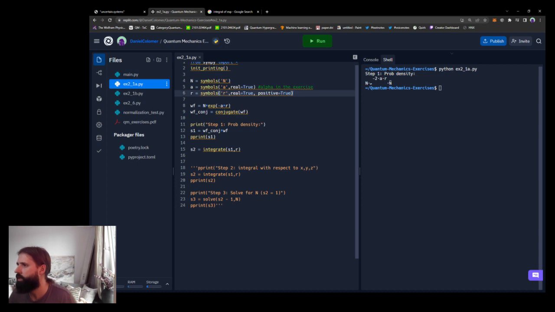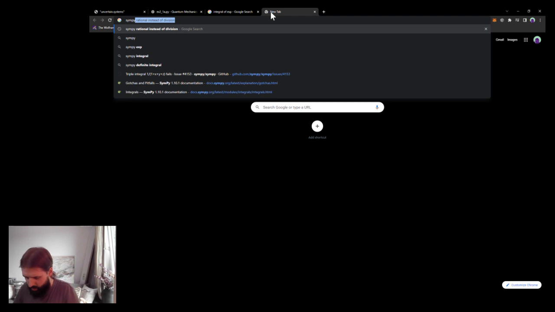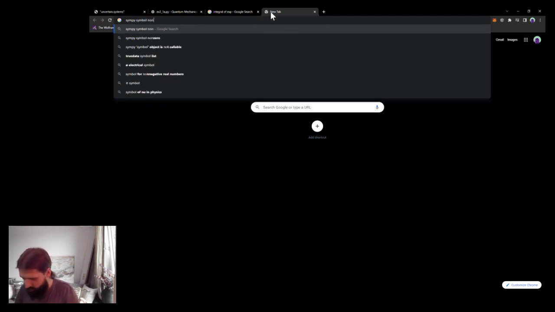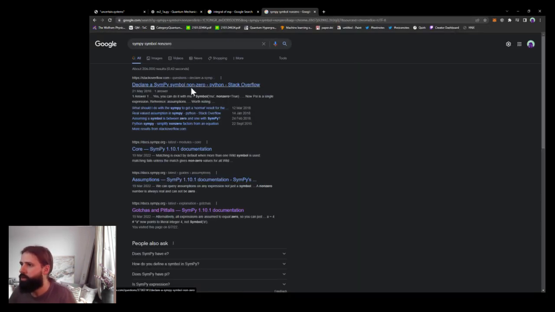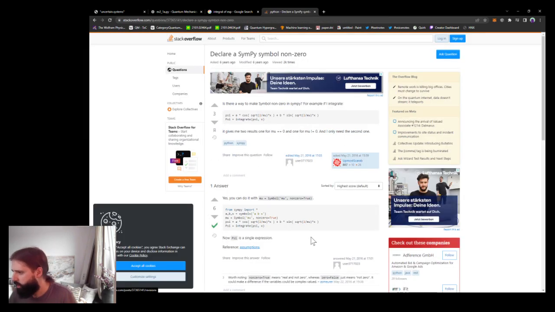I think that excludes R. But let's say that, is there a way to say non-zero? SymPy symbol non-zero. Is there like a non-zero? Declare something like non-zero and non-zero true. Okay.